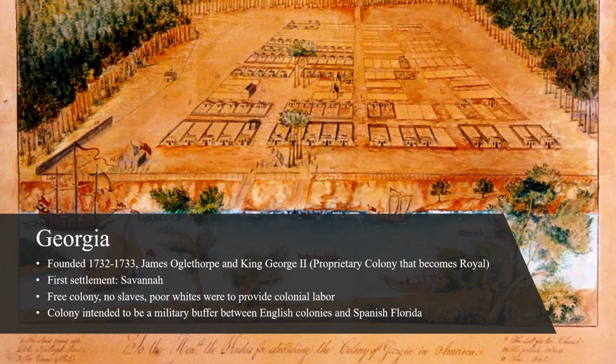Georgia was meant to be a very utopian place. It was meant to be a place for poor, landless white people from England to go where they would have a better life.